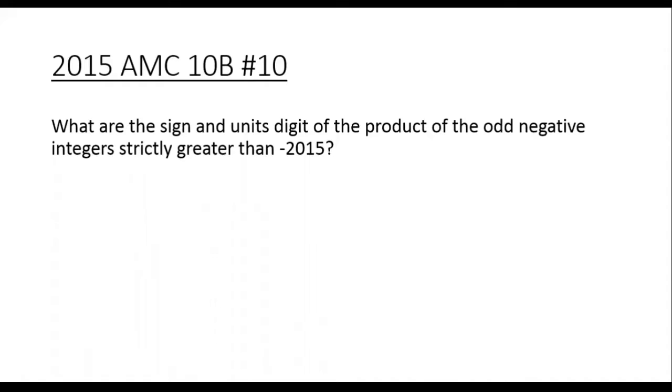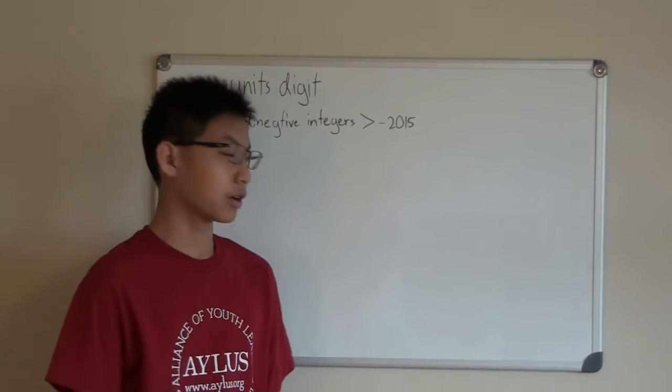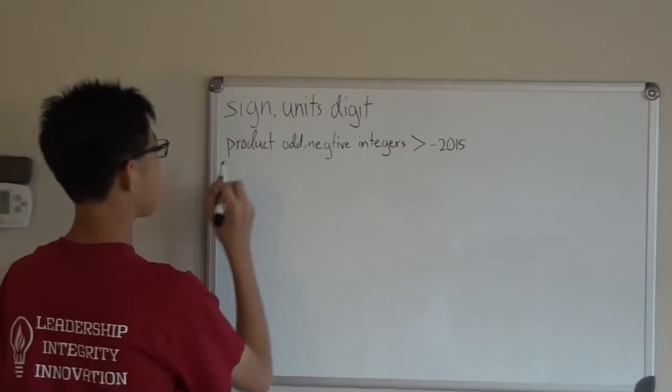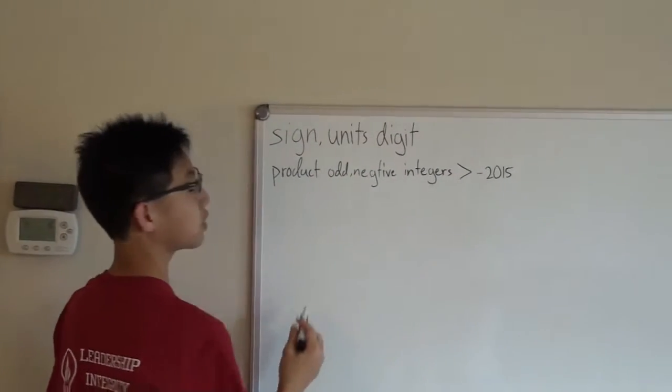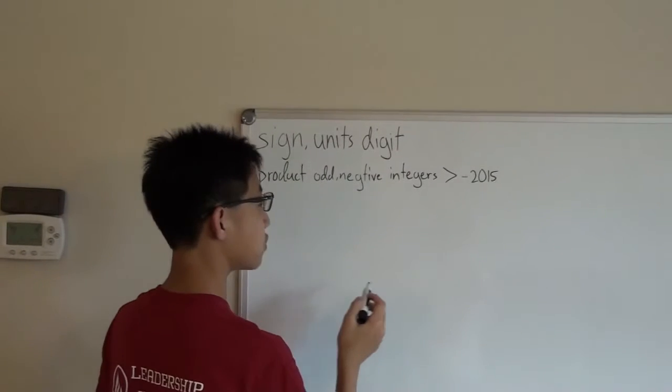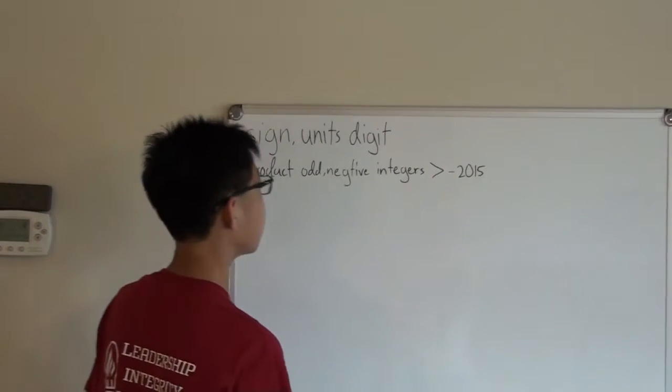Hi everyone, today we will be solving the 2015 AMC10B problem number 10. So the question asks, what are the sign and units digit of the product of the odd negative integers strictly greater than negative 2015? Okay, so the problem wants us to find the sign and the units digit of the product of all the odd negative integers that are greater than negative 2015.